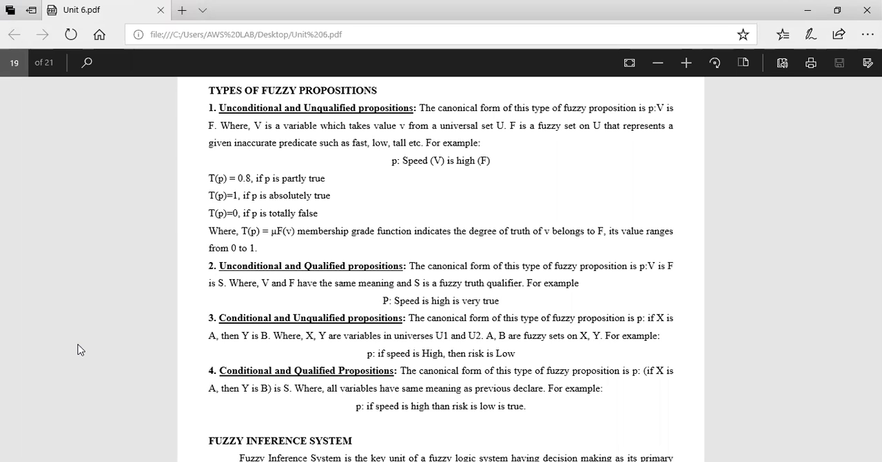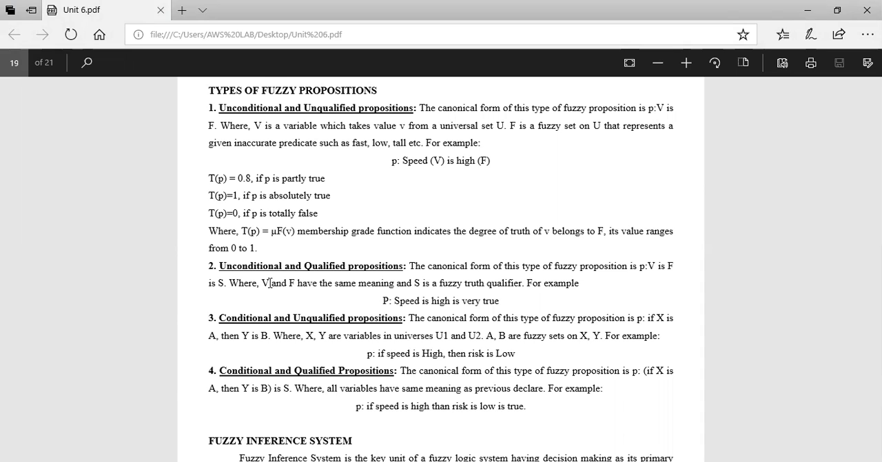So first one, unconditional and unqualified preposition ni ela maatladtam chudam. See, the canonical form of this type of fuzzy preposition is P colon B is F, where B is a variable which takes value B from a universal set U. F is a fuzzy set on U that represents a given inaccurate predicate such as fast, low, tall, etc.